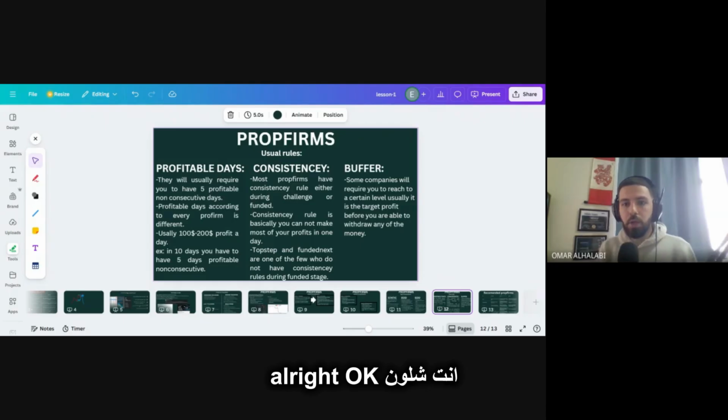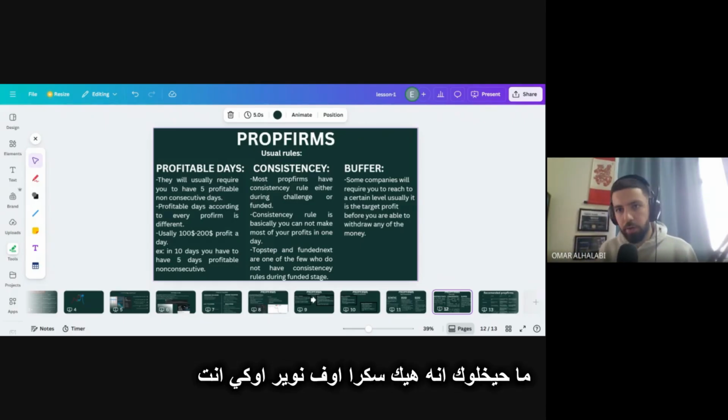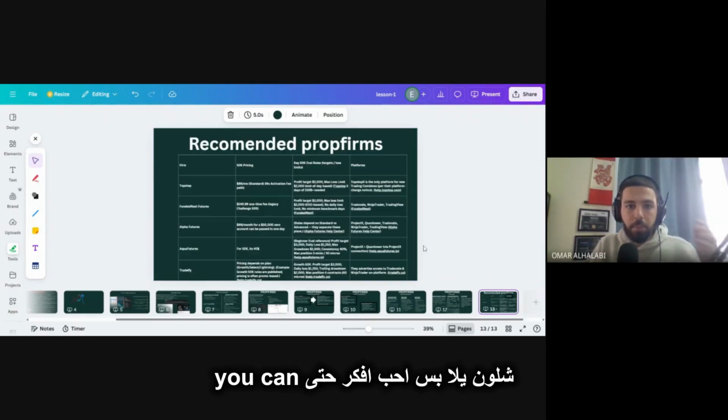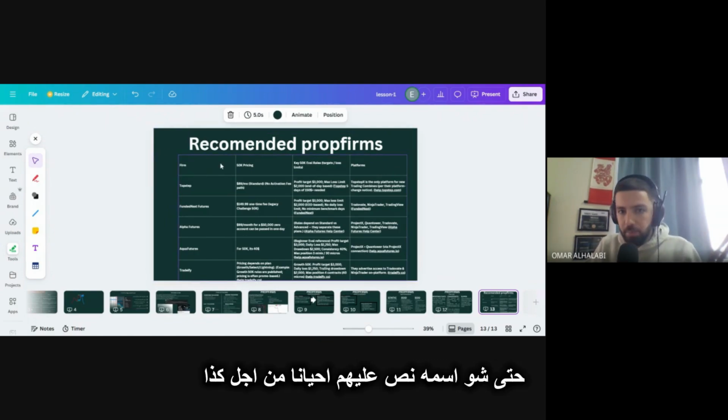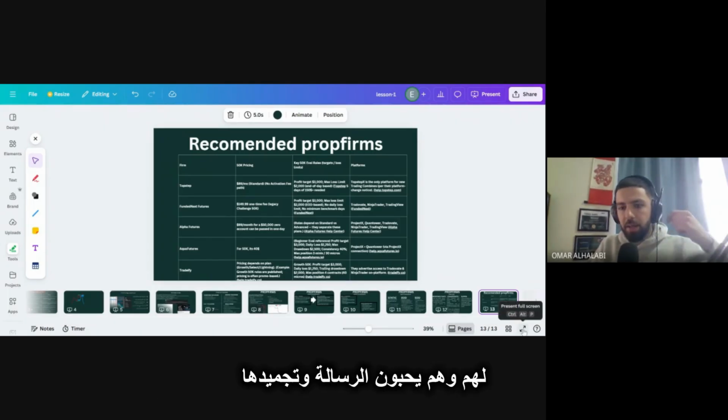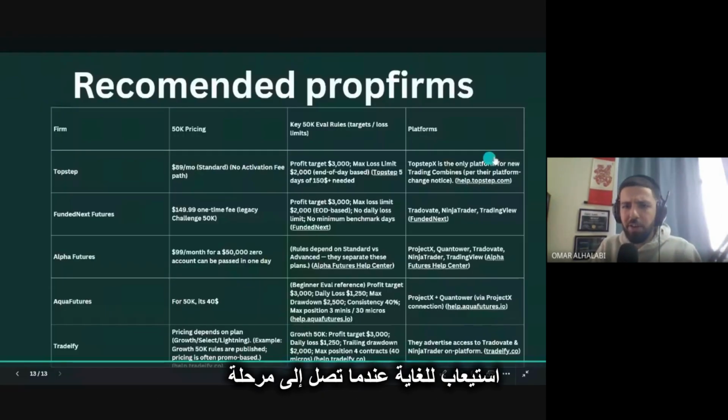You can even text them or email them sometimes, and they might freeze it for you. They're very accommodating when you get to the stage of profitability, God willing.